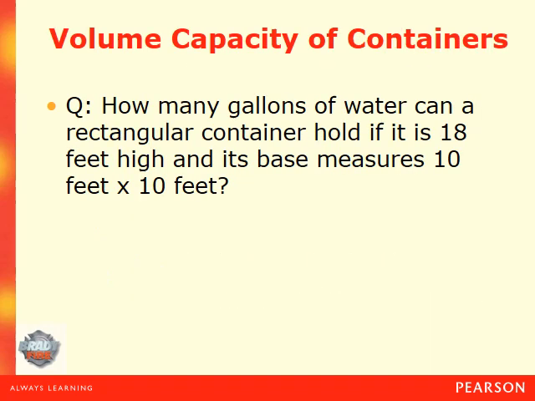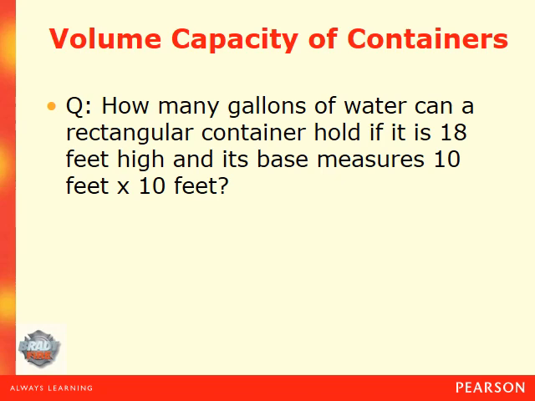So let's take this a step further. Basically, again, we're multiplying the capacity, which is 7.48, times the volume. And remember, we have to get the volume by using the formula length times width times height. So we basically have two problems to put together to get our answer. Let's start with how many gallons of water can a rectangular container hold if it is 18 feet high and its space measures 10 feet by 10 feet.